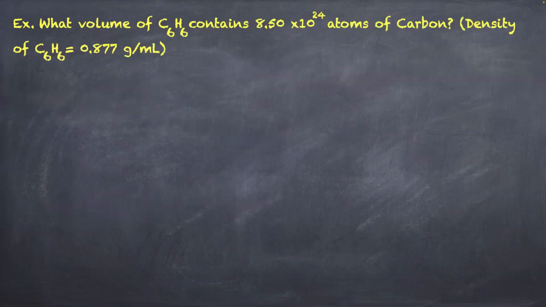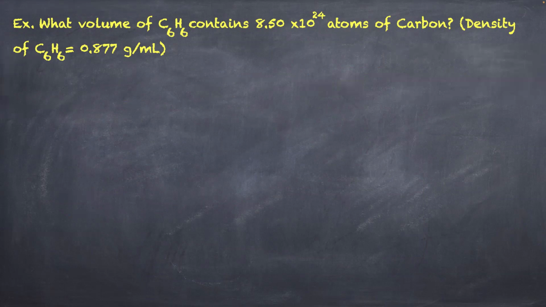Let's take a look at another example. What volume of C6H6 contains 8.50 times 10 to the 24 atoms of carbon? And then the density of C6H6 is given to us in grams per milliliter. So here we have the number of atoms within a molecule of C6H6. So we know there's this many carbon atoms within one molecule of C6H6.